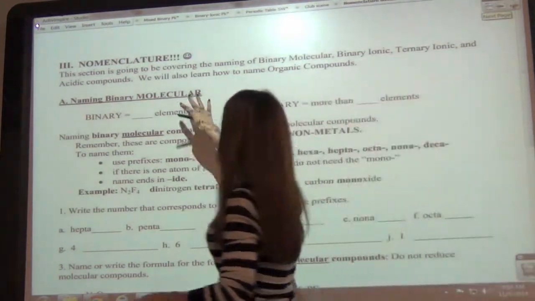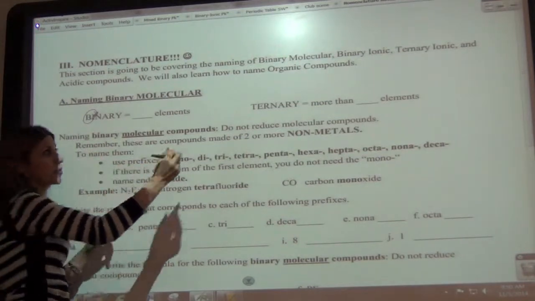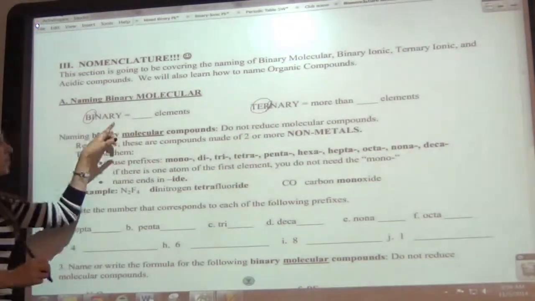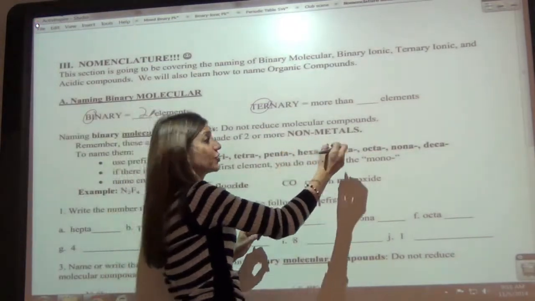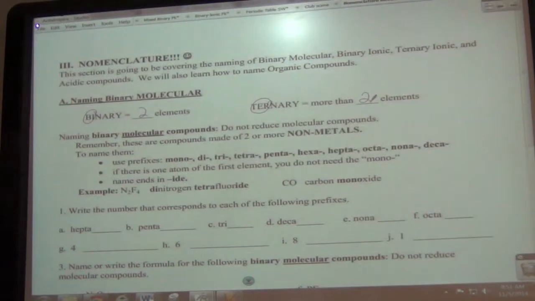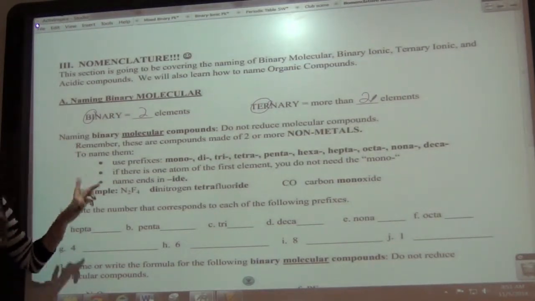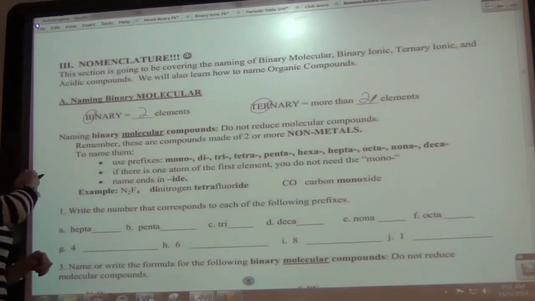And these molecular ones, before we start this, they either call them binary compounds or they call them ternary compounds. What do you think bi refers to? Two elements. What do you think ternary refers to? Three or more. It's more than two. Anything more than two is going to be called ternary. And don't forget, whenever you have a new element, it's a new capital letter. So we're going to name binary molecular compounds.